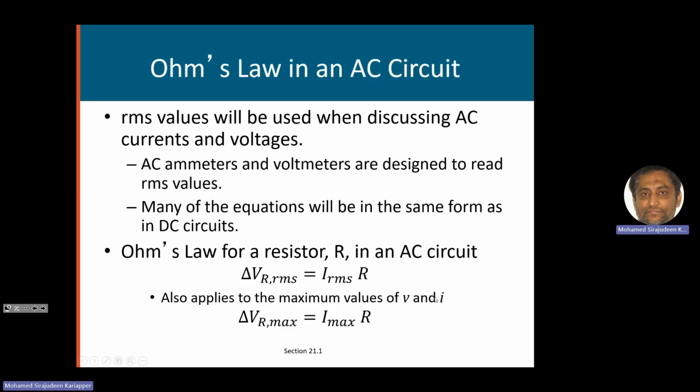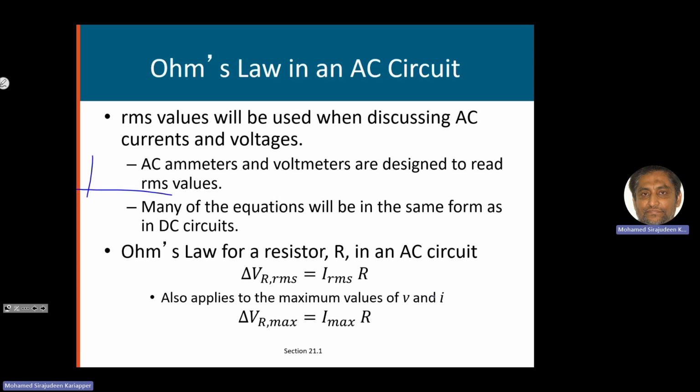Now I go back to my original question. When someone asks you what is the voltage you are getting from your power point at home or here, you said it's 220 volt. It's an average value, right? Is it the RMS or the maximum? It is the RMS, okay. So what about the maximum then?